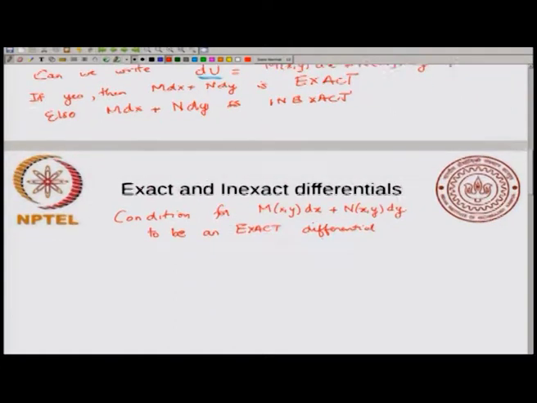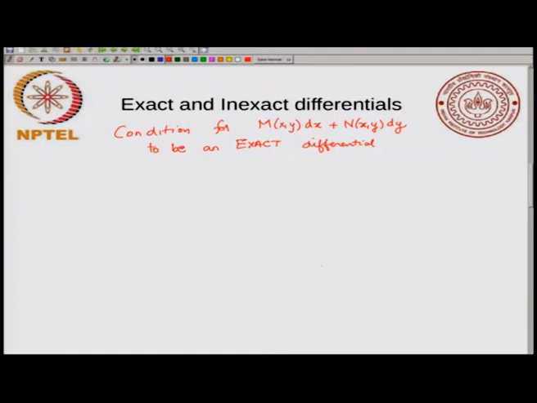So, what is the condition? I will write the condition and then it will become clear why that is the condition. The condition is that the partial derivative of M(x,y) with respect to y, where you keep x fixed, should be equal to the partial derivative of N(x,y) with respect to x.